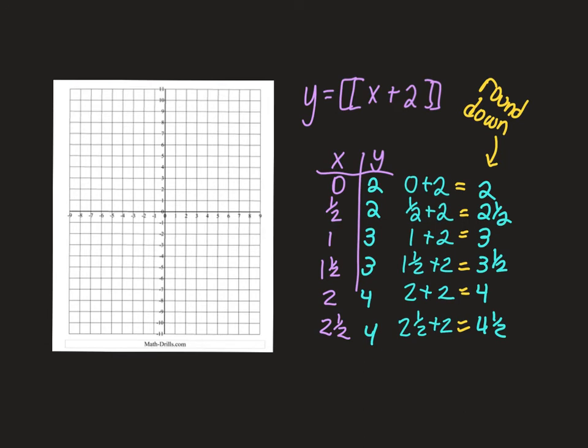All right, are these the answers that you got? When we stick a 0 in, 0 plus 2 is 2, a half plus 2 is 2.5, then 3, 3.5, 4, 4.5, but we want to round down. So these both become 2s, these both become 3s, and these both become 4s.